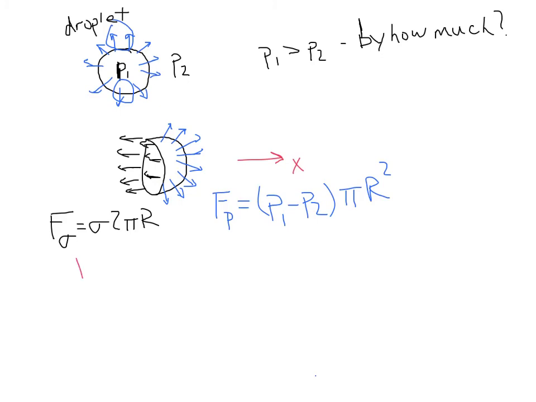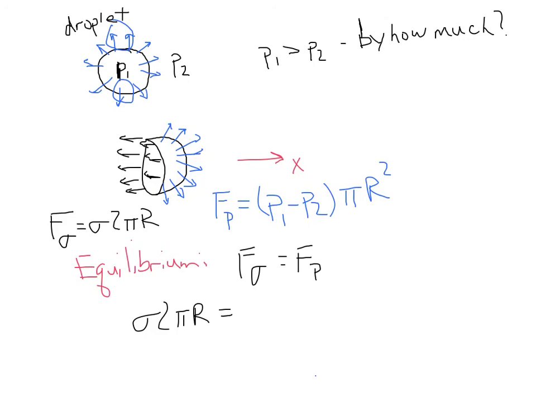If we're in an equilibrium, then let me write out equilibrium. That is, the droplet is being maintained at a steady radius. Then we can say that F sigma has to equal F sub P. And equating those allows us to say sigma times 2 pi r, the surface tension force, is equal to the pressure differential P1 minus P2 times pi r squared, or P1 minus P2 is equal to 2 sigma over r.